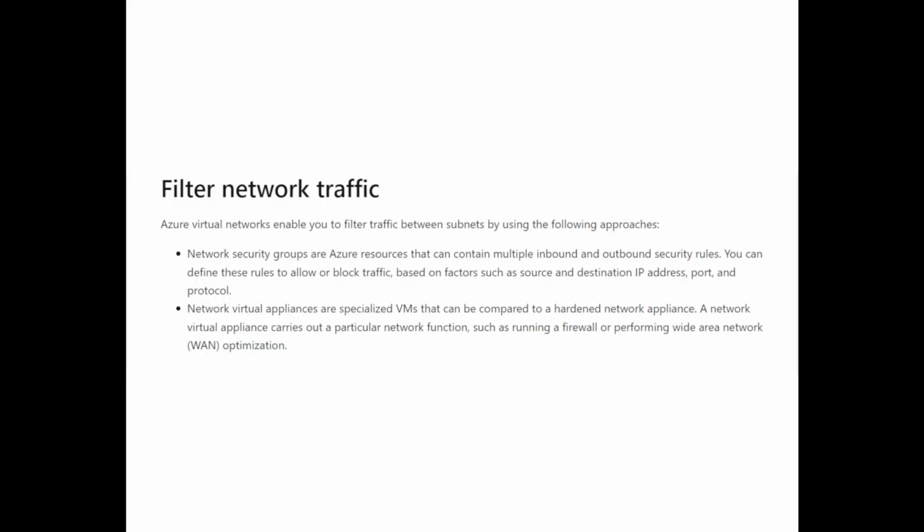Filter network traffic. Azure Virtual Networks enable you to filter traffic between subnets by using the following approaches. Network security groups are Azure resources that can contain multiple inbound and outbound security rules. You can define these rules to allow or block traffic based on factors such as source and destination IP address, port, and protocol. Network virtual appliances are specialized VMs that can be compared to a hardened network appliance. A network virtual appliance carries out a particular network function, such as running a firewall or performing wide area network, WAN, optimization.